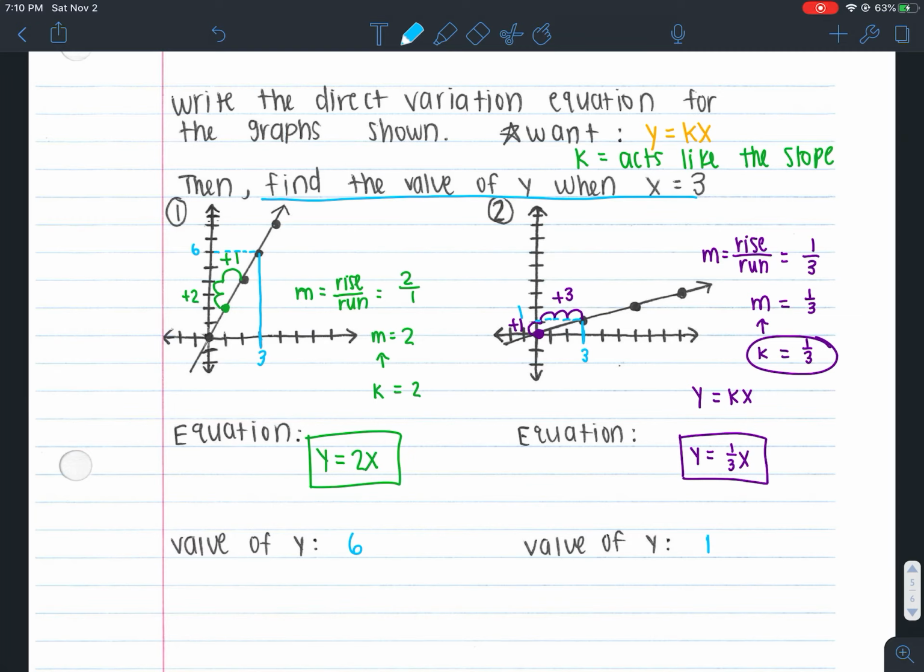Again, direct variation is one of those things that we do tend to miss often. It's just because it's one of those smaller things that we don't really talk about too much because it's our only lesson over it.